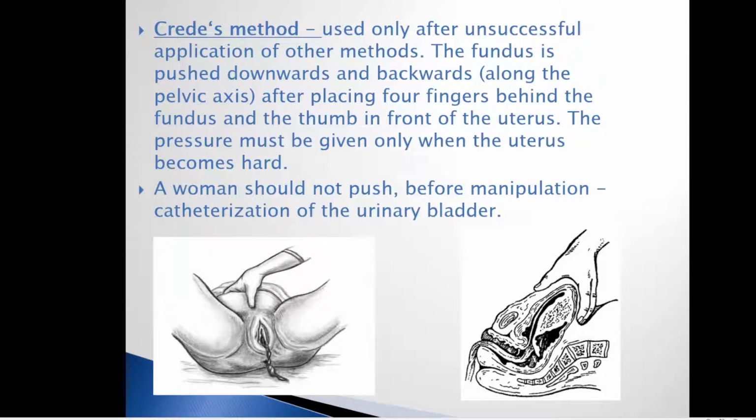And the last method is Creed's method, used only after unsuccessful application of other methods. The fundus is pushed downwards and backwards along the pelvic axis after placing four fingers behind the fundus and the thumb in front of the uterus. The pressure must be given only when the uterus becomes hard, when the uterus contracts. A woman should not push, and before the manipulation, likewise, catheterization of the urinary bladder is necessary.